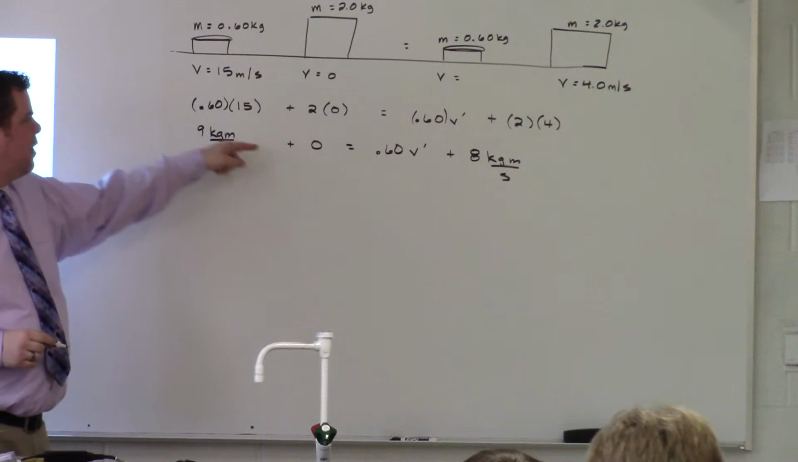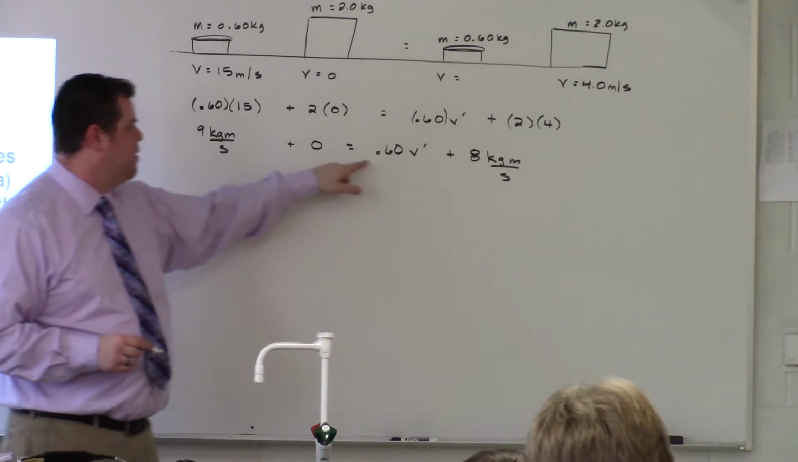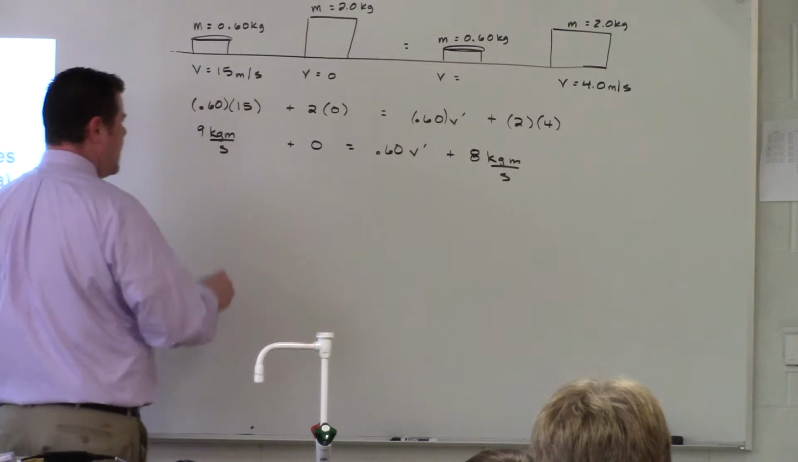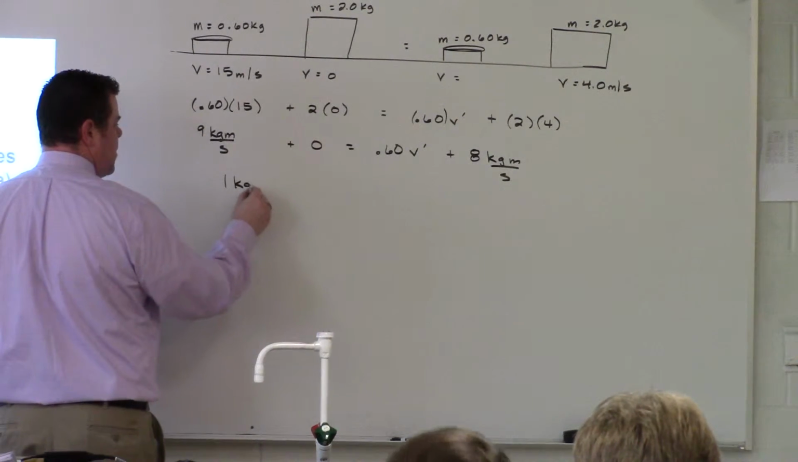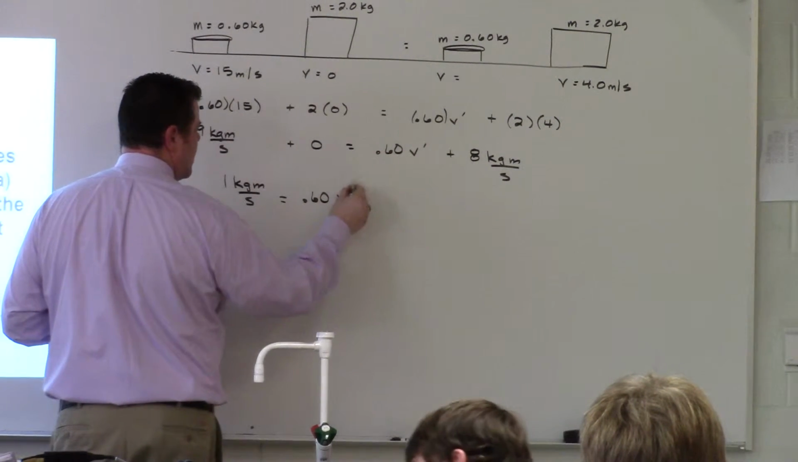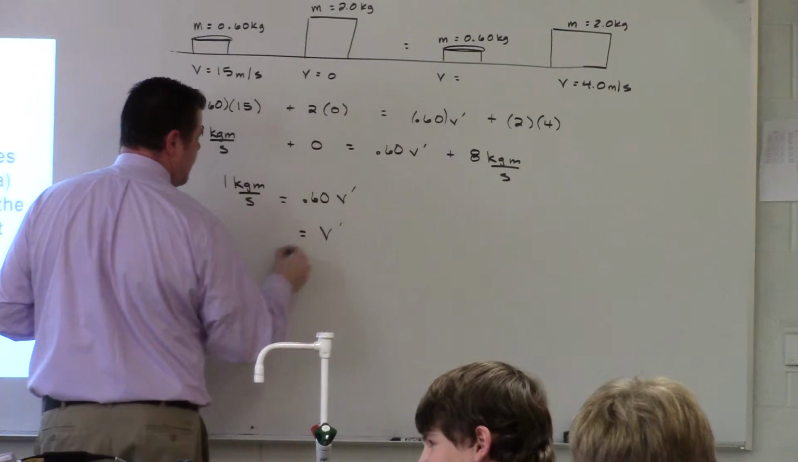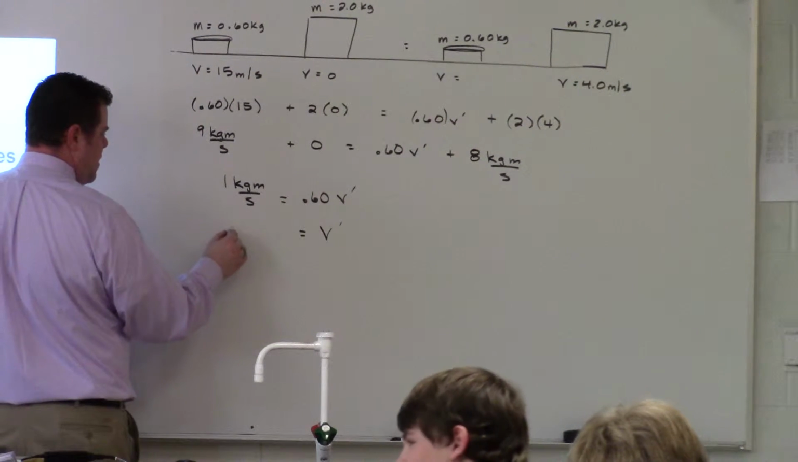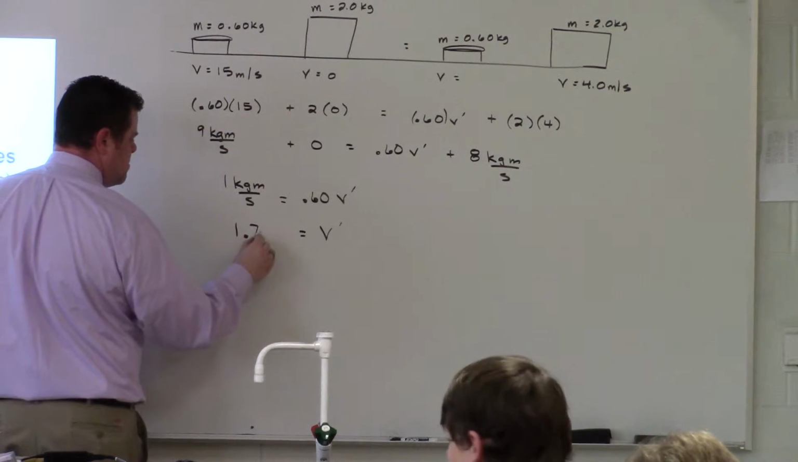So if you just do mass times velocity for each thing, we have 9 plus 0 equals 0.6 times v plus 8. Subtract 8 from both sides. 1 kilogram meter per second equals 0.6 times v. We can find the velocity, about 1.66, 1.7 meters per second.